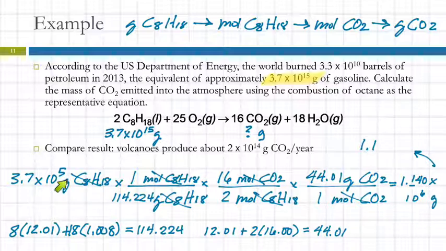I messed up over here. I lost my 1. So good to check your math and go back and look at what you wrote. So I think that ends up, maybe somebody else can do the calculation. I think it comes out to 10 to the 16. Yeah. Thanks. So 1.1 times 10 to the 16th grams of CO2.